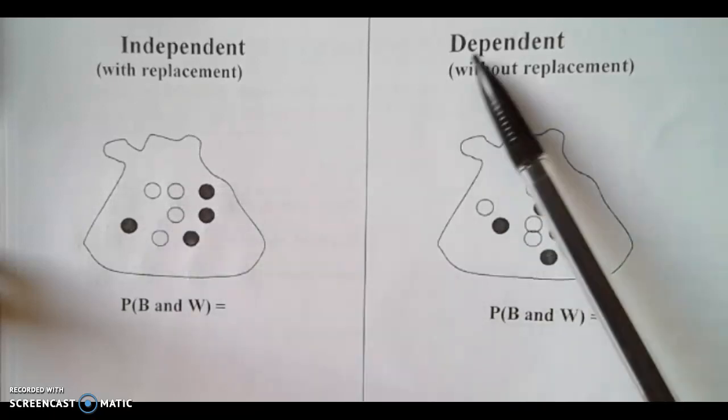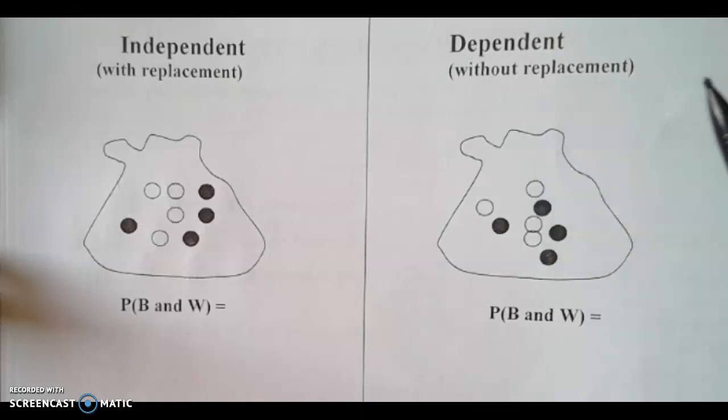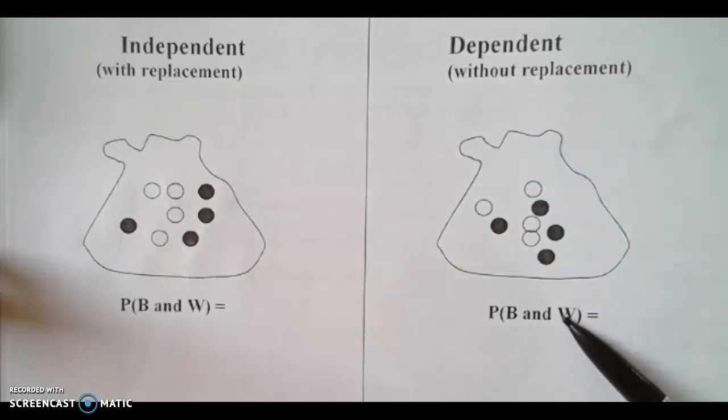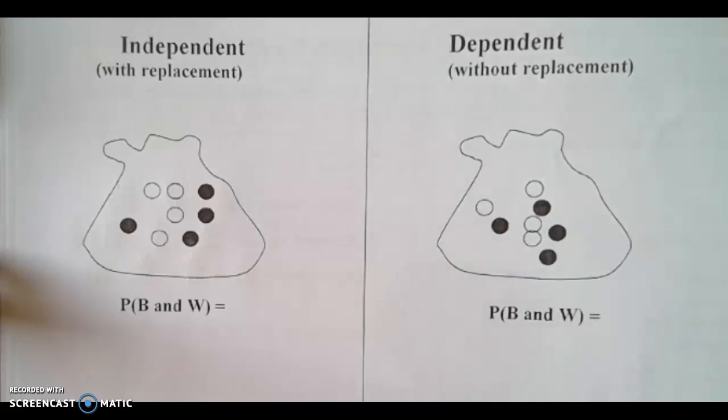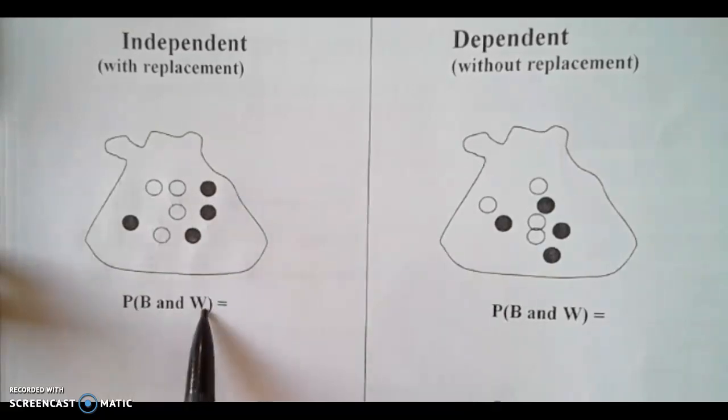On the right side, these are dependent, without replacement. I'm going to take a marble out, and I'm not going to put it back in, and then I'm going to take my second marble. So I'm going to change how many marbles are in the bag for the second pick. Let's start with the independent side. I first want to get a black marble and then a white marble.